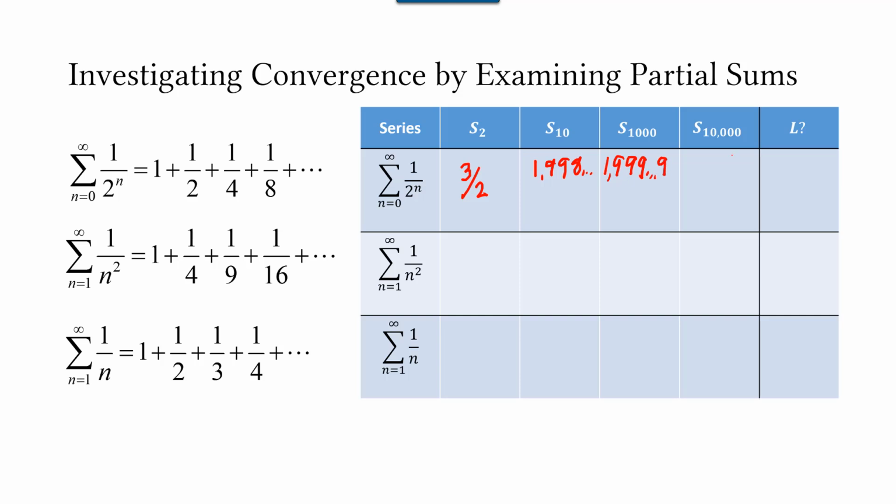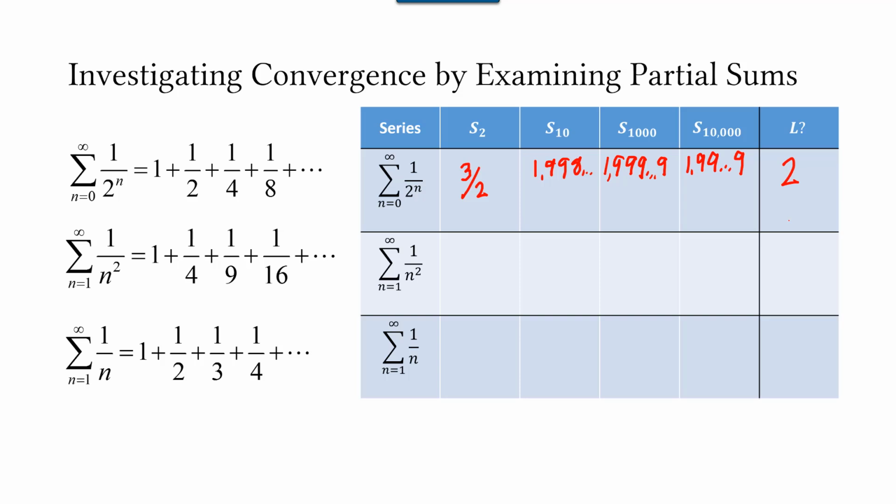and so on. We'll get the same thing for the first 10,000 terms. We'll get 1.99 and then more nines than we can look at. So we should go ahead and declare the value of this sum equal to 2. The sum appears to be converging to 2.